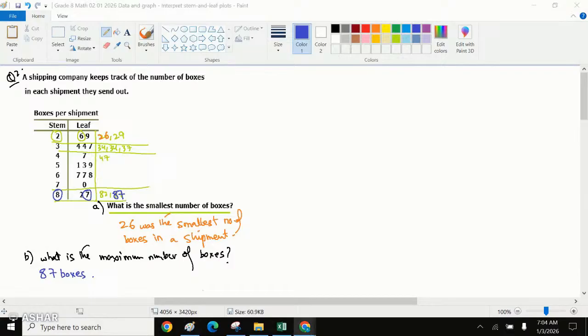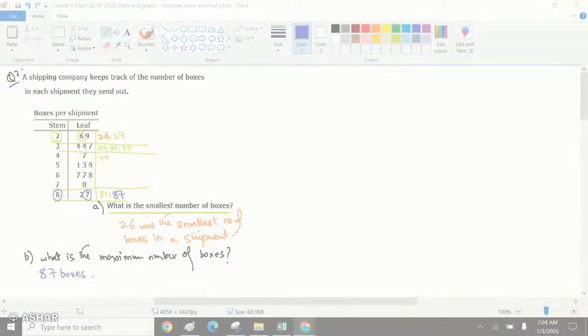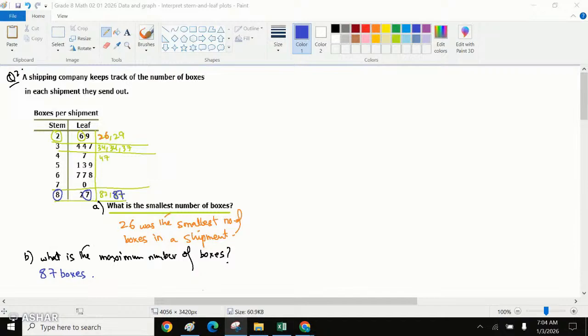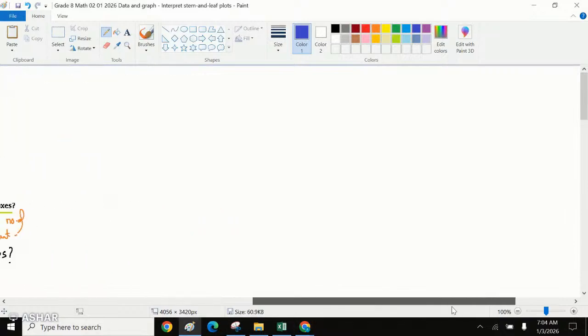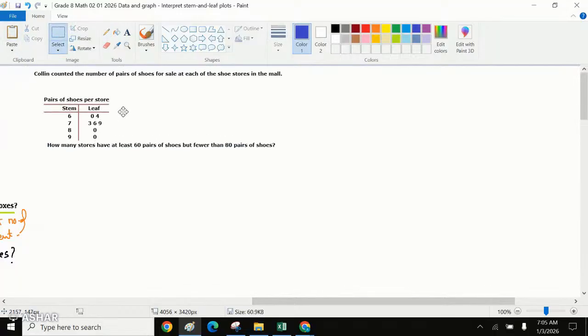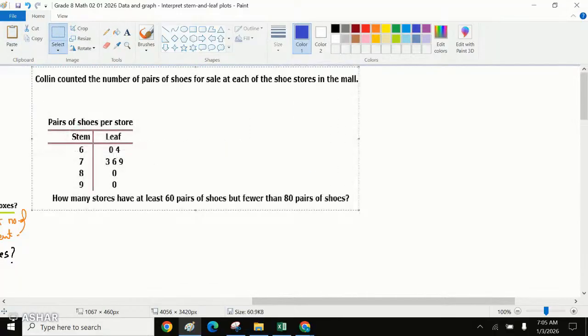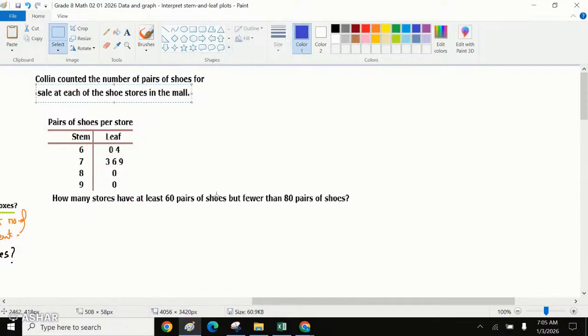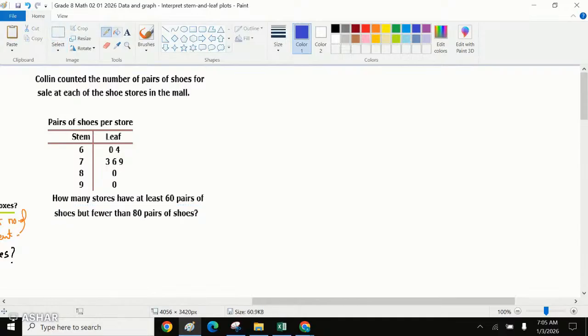Let's look at another example and let's try to make up more options out of it. The next question, question number 3, says, Collins counted the number of pairs of shoes on sale, okay? Give me a minute. I'll just put down the question on the screen. Let me align this so that we may have more space. Okay. This is question number 3.